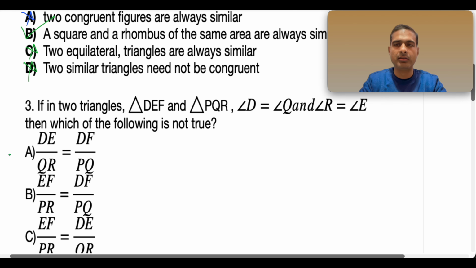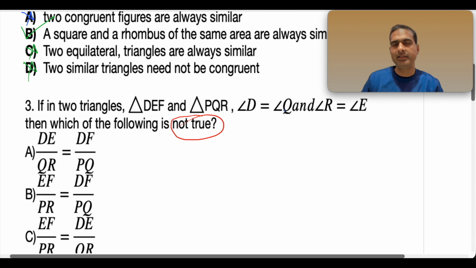Okay. So moving to question number 3. It is saying, if in two triangles, triangle DEF and triangle PQR, two of the angles are given, angle D is equal to angle Q and angle R is equal to angle E. So two of the angles of the first triangle, D and E, are equal to two of the angles, Q and R, of the second triangle. Then which of the following is not true? So again, it's very important to read the question carefully. It is asking which is not true. So don't focus on finding out which one is correct.